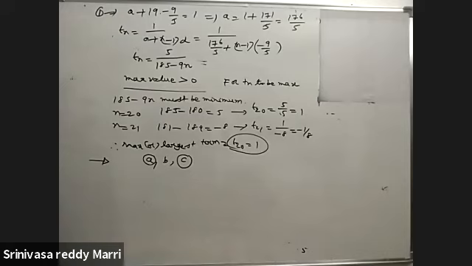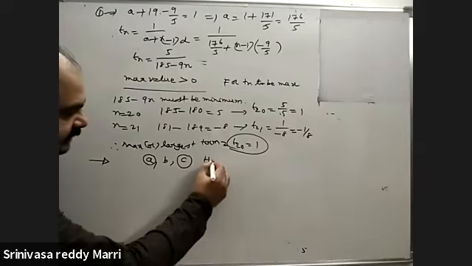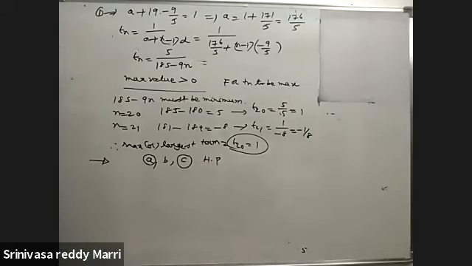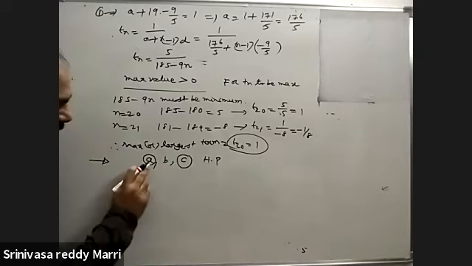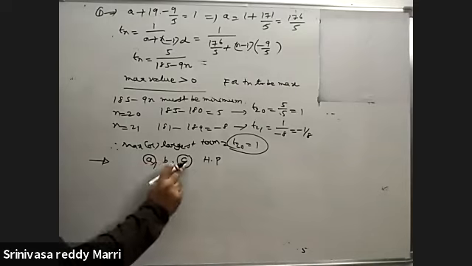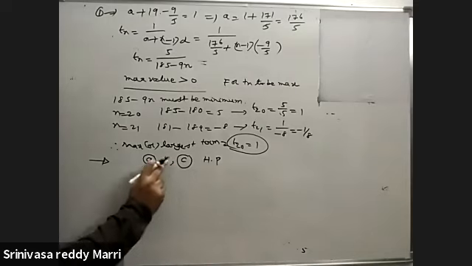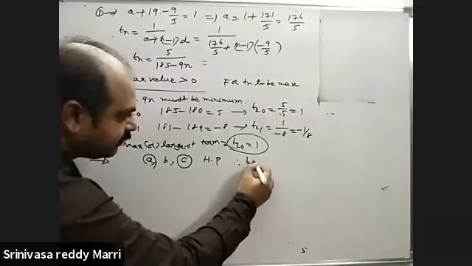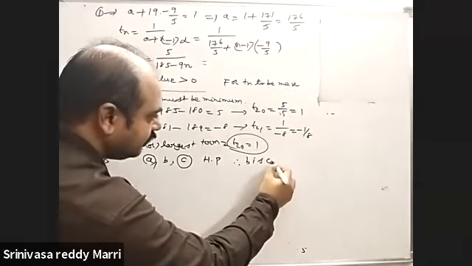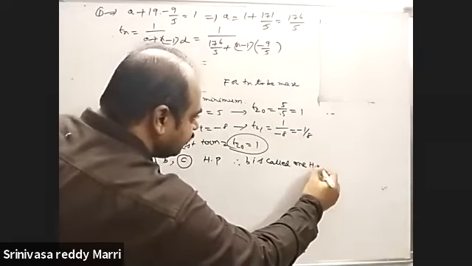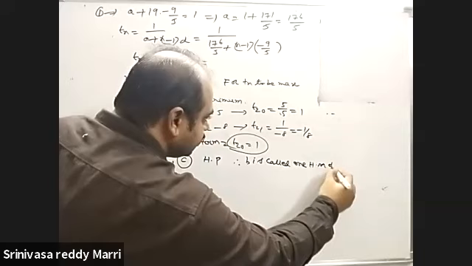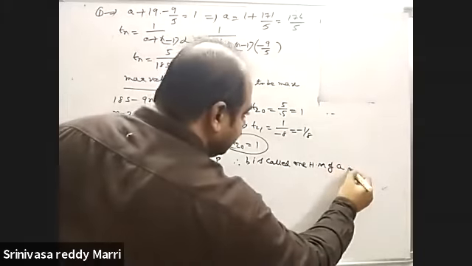Similarly, in harmonic progression, suppose A, B, C are in harmonic progression. This A and C are called extremes. First and last terms are called extremes. How many numbers are there between A and C? One number. Therefore, B is called one harmonic mean of A and C.